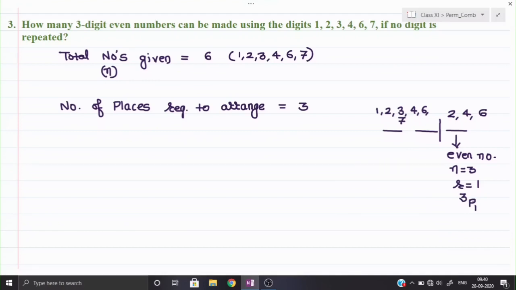Now, second thing, if I come on to the remaining 2 places, how many numbers do I have? I can't say that all 6 numbers are available, because one number is utilized at the unit place, either 2 or 4 or 6. Any one number is utilized, and since repetition is not allowed, the number utilized at the unit place cannot be reused on the remaining 2 places. So the value of n will remain 5, and the value of r will be equal to 2. So this I can arrange by 5p2 ways, right?